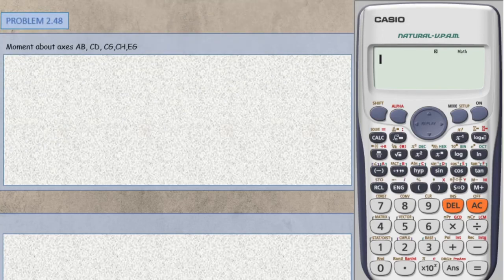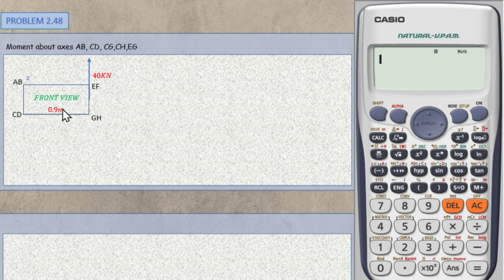For problem 2.48, we must determine the moment about axes AB, CD, CG, CH, and EG. You must have a copy of the textbook so that you will know the given figure for this one. To solve axes AB and CD, I am going to look at its front view. Looking at the front view, we have axes AB, CD, GH, and EF, our force of 40 kilonewton, and also the perpendicular distance of 0.9 meter.